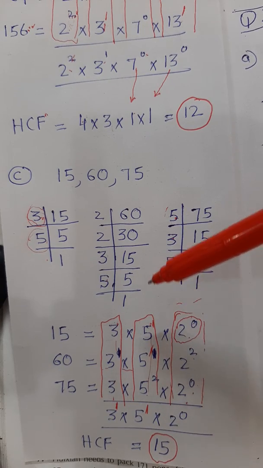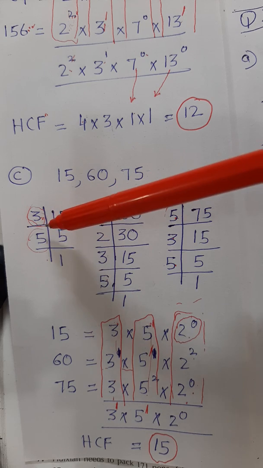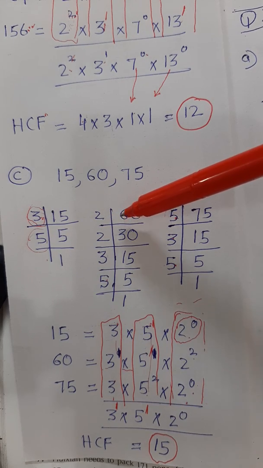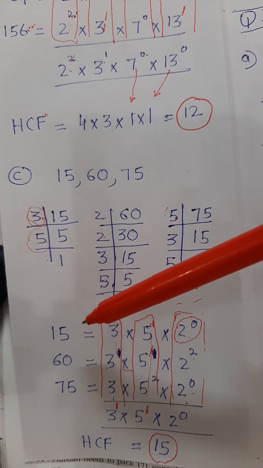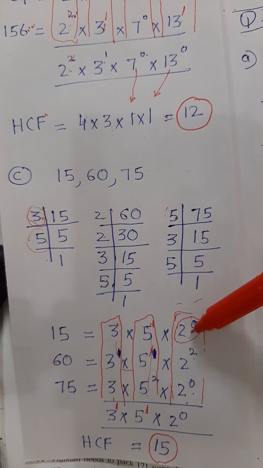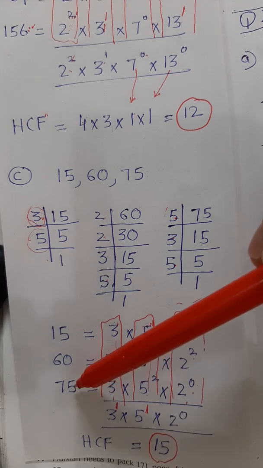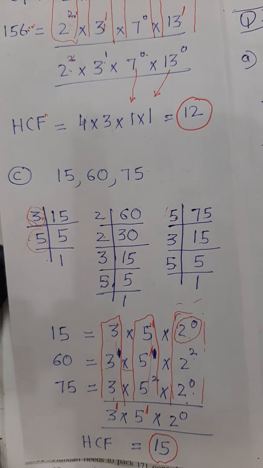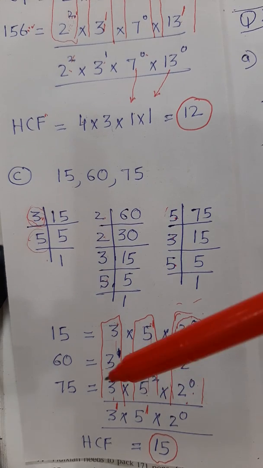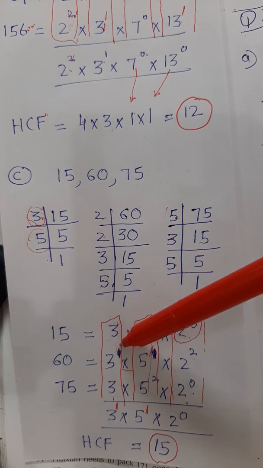Now the factors of 15 are no more. In factors of 60, we have got 2 and 2, that means 2 square. So in factors of 60, write 2 square. But we don't have a factor of 2 in factors of 15. So if you don't have a factor, then write it as 2 power 0. Similarly, we don't have 2 in factors of 75. So instead of leaving an empty space over here, write it as 2 power 0 just to make the column of 2 complete.